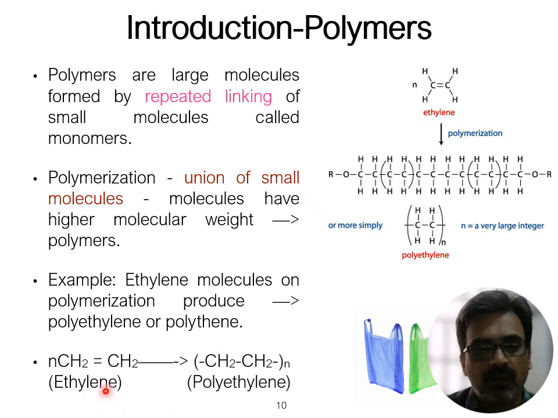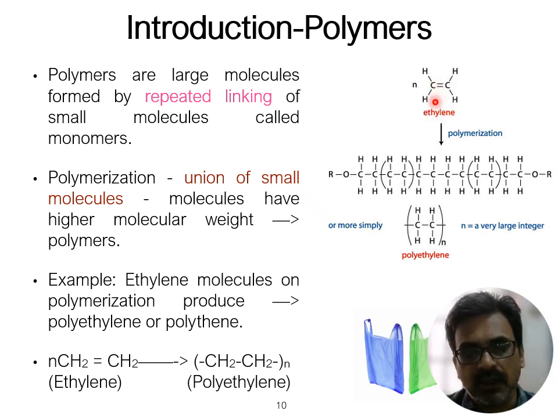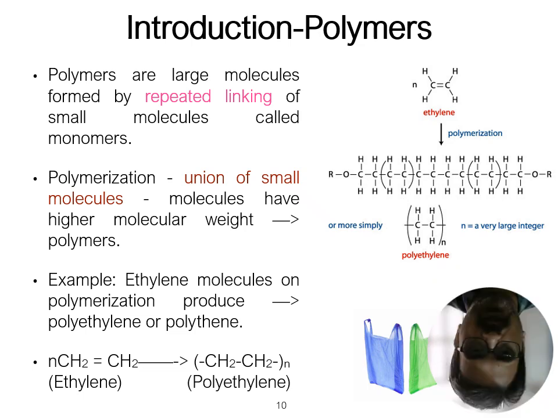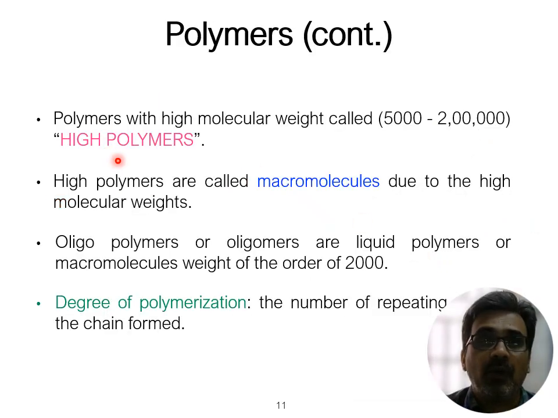So this is one example. If you take ethylene gas and polymerize it, we get polyethylene, which is widely used for plastic bags. So you can see that this ethylene, if we polymerize, we get polyethylene. And how do we call polymers as high molecular weight, monomers, and so on, or units?